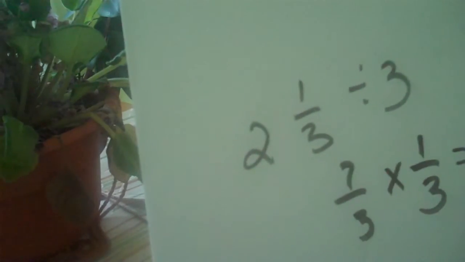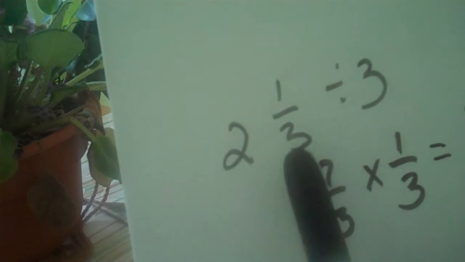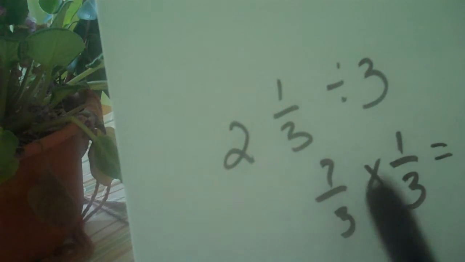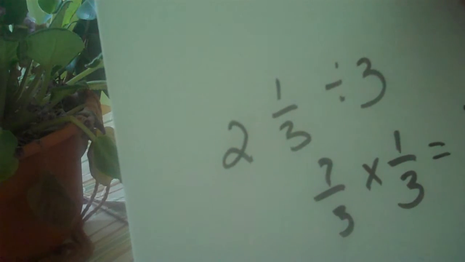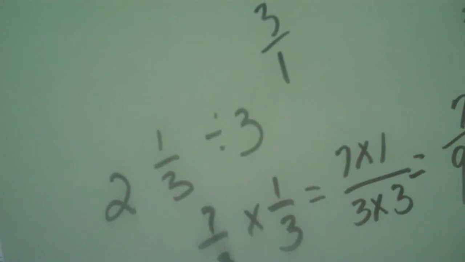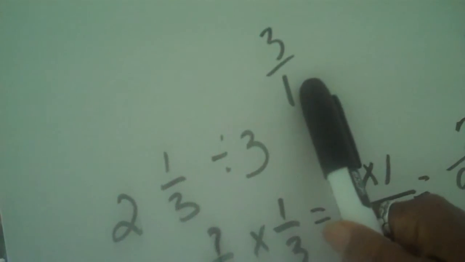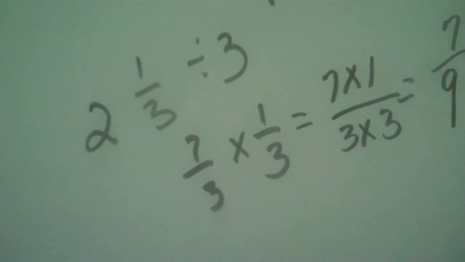Reviewing, we started with 2 1/3 divided by 3. So we changed 2 1/3 to an improper fraction by multiplying 3 times 2 and getting 6 plus 1 is 7. So 2 1/3 is 7/3. 3 can be thought of as 3 over 1. So then when we multiply by the reciprocal of 3, this 3 over 1, you see that the 3 becomes the denominator and the 1 becomes the numerator. And so in essence, we're multiplying by 1/3.